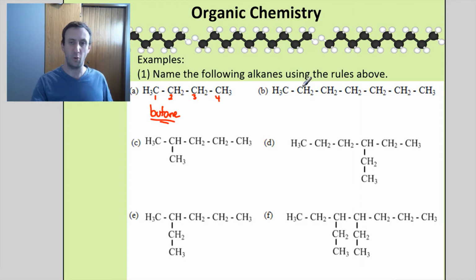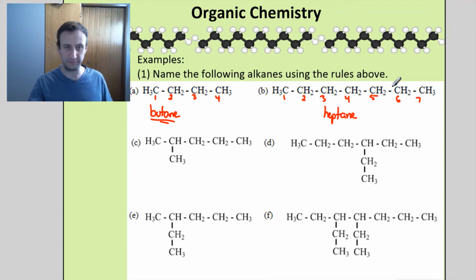Here's another one. 1, 2, 3, 4, 5, 6, 7. So look at it. What do you think the name would be? And the answer is, because I have 7 of these carbons, this is hept for 7, ane, because it's an alkane, and these are all single bonds. Okay. Oh, I got a branch. So the first thing I need to do is figure out what my longest chain is for C. And it's, of course, going to be 1, 2, 3, 4, 5.